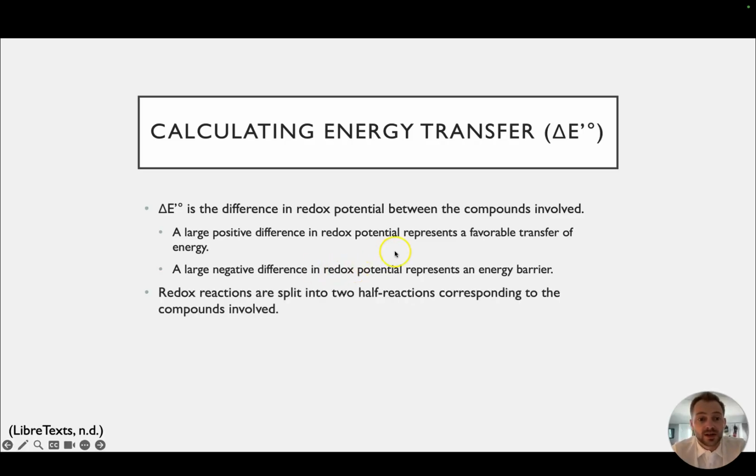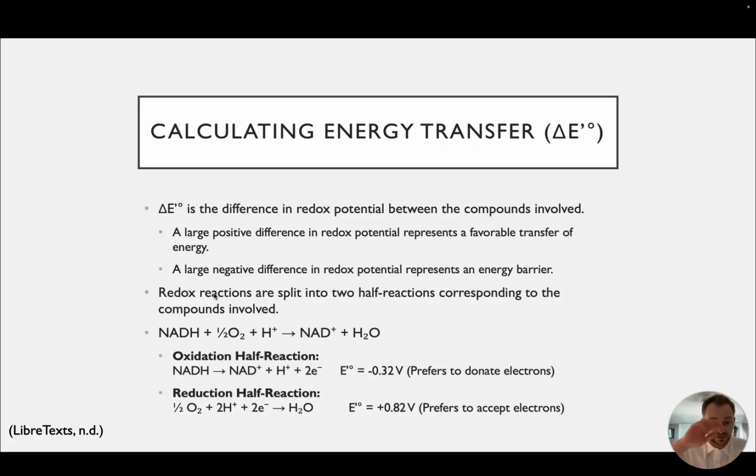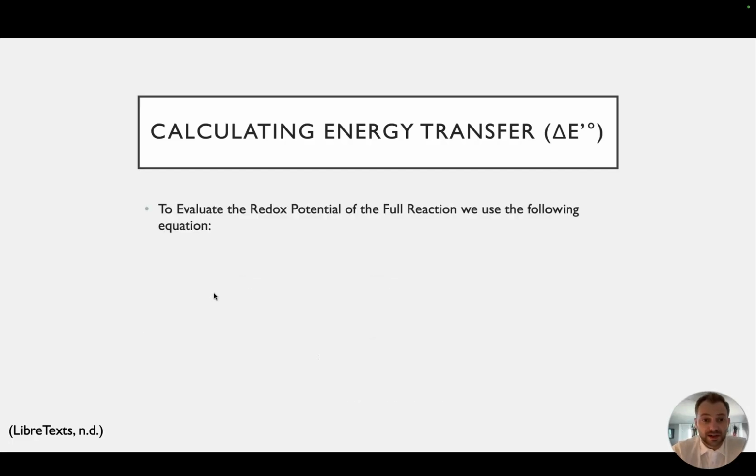electron transfer. Redox potentials are split into two half reactions corresponding to each compound involved, being the oxidized compound and the reduced compound. Here we can see that oxidation of NADH gives us a redox potential of 0.32, whereas the reduction of molecular oxygen into water and the gain of electrons has a redox potential of 0.82.